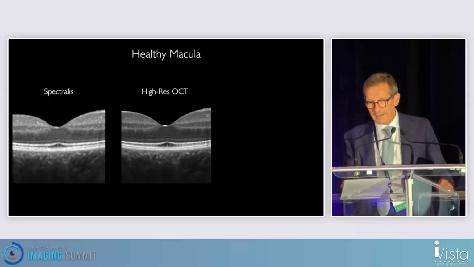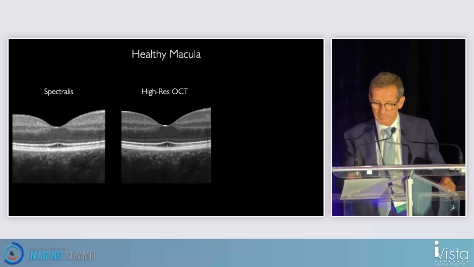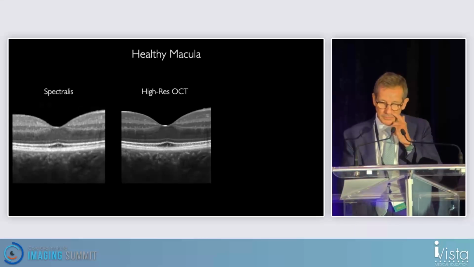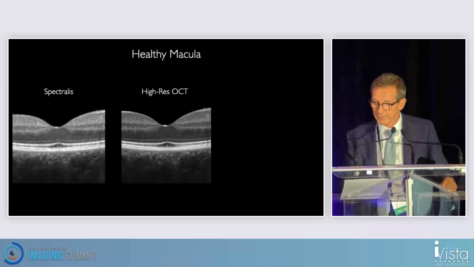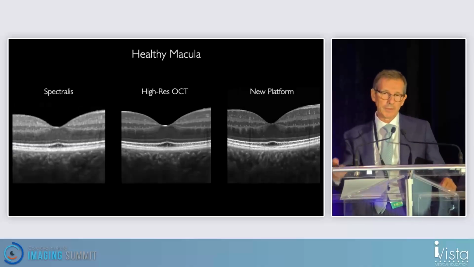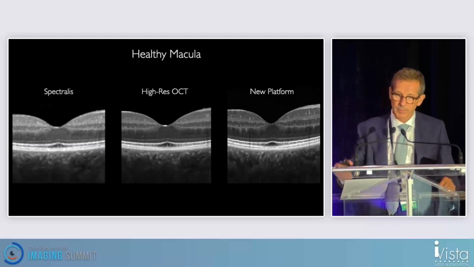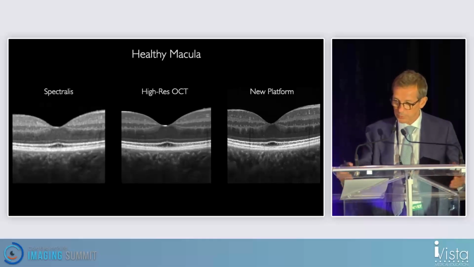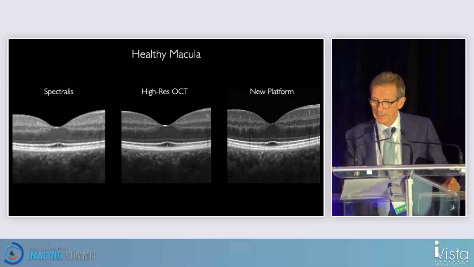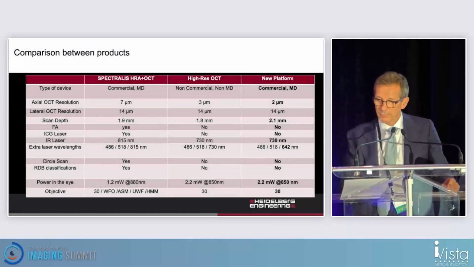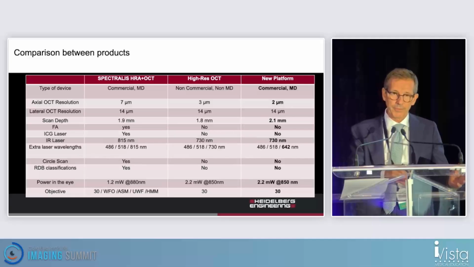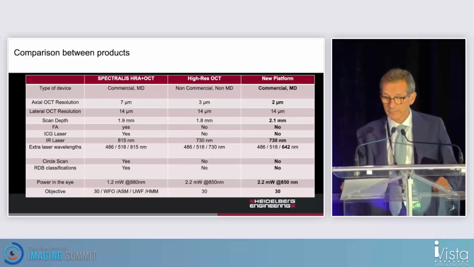So we have the Spectralis high-resolution OCT, the device that, as I told you, has about 3 microns axial resolution. Now there is a new one that will probably be commercially available next year, and it is getting to a smaller resolution. We move from 3 microns to less than 2 microns.